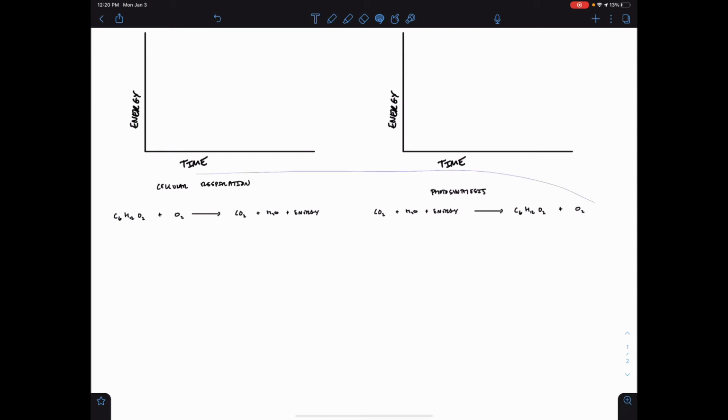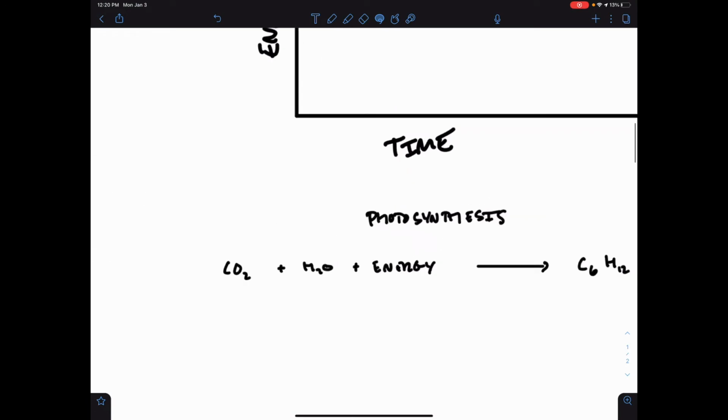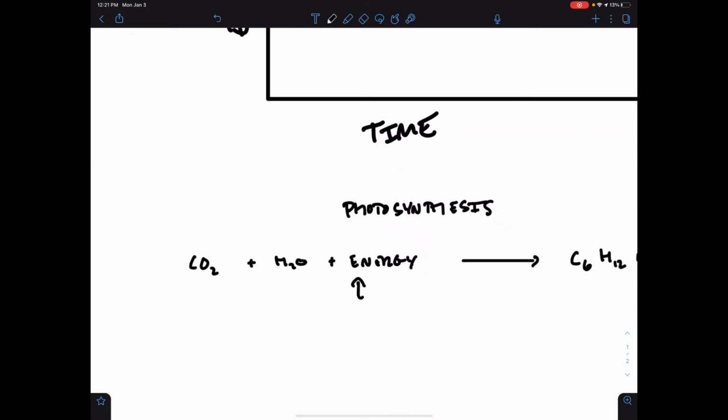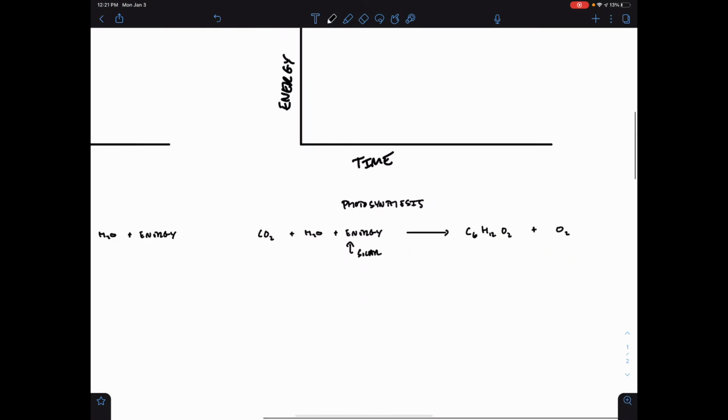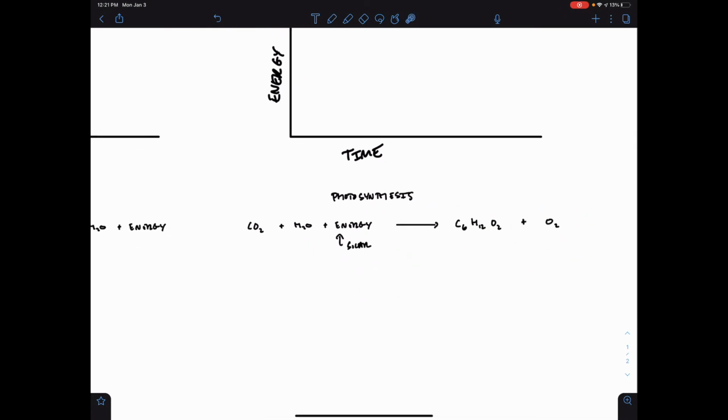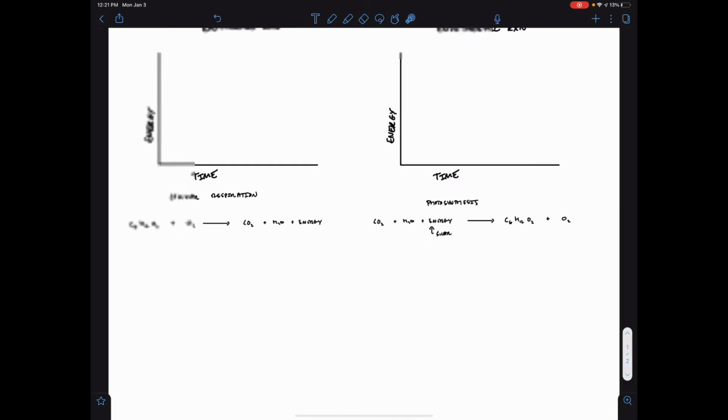So these two processes are linked to one another. Cellular respiration is the breakdown of glucose into carbon dioxide and water, and it releases energy. And photosynthesis is the fixing of carbon into glucose. In the process, water is consumed and energy from the sun is required, so solar energy. And the outputs are glucose and oxygen.